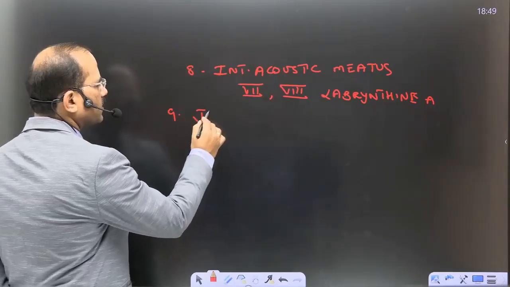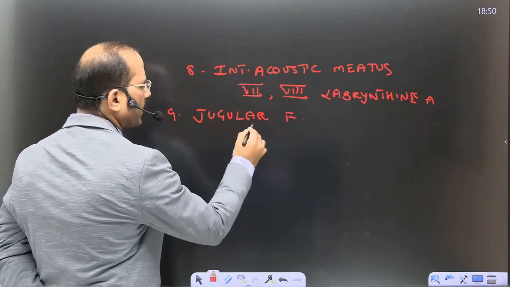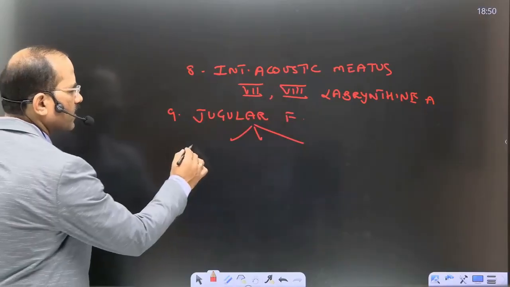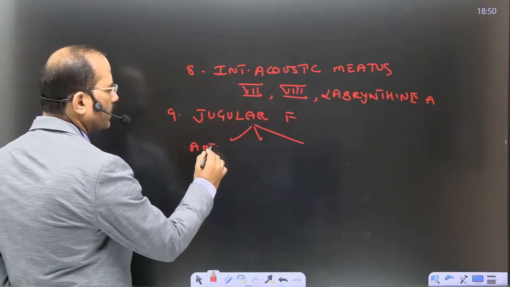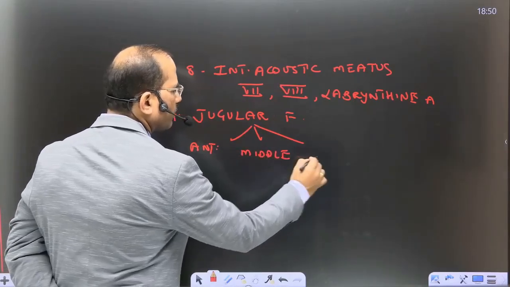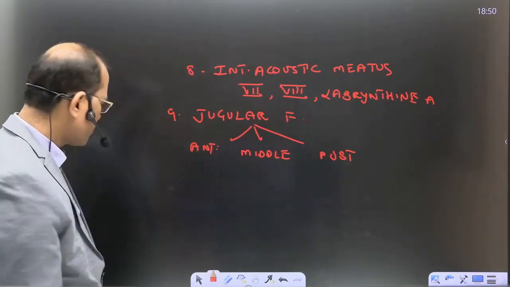Number 9 is a big foramen, the jugular foramen, and this jugular foramen has got 3 compartments. One is the anterior compartment, one is the middle compartment, and one is the posterior compartment. I'll just write this for you.